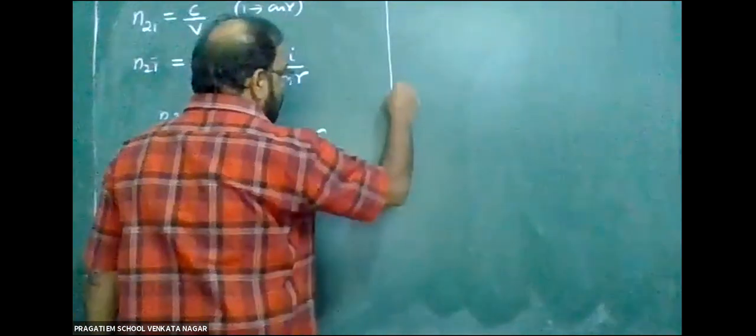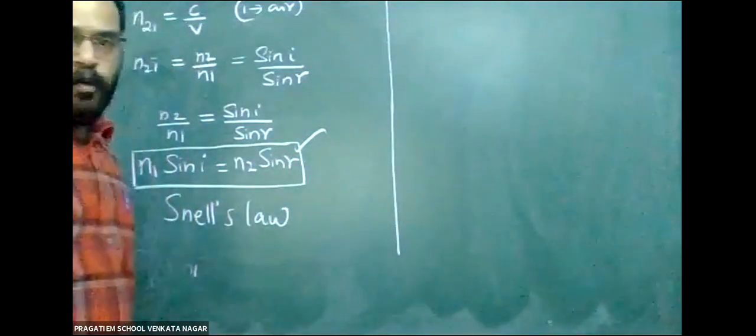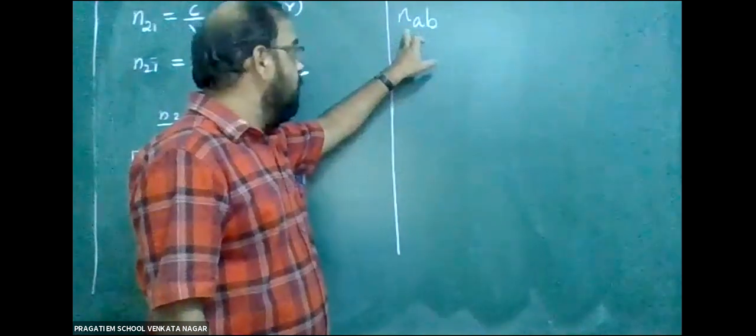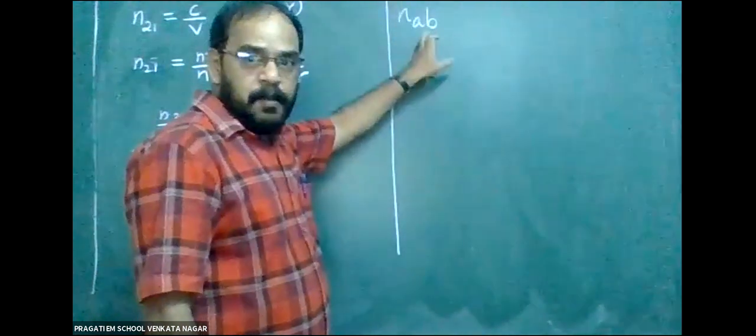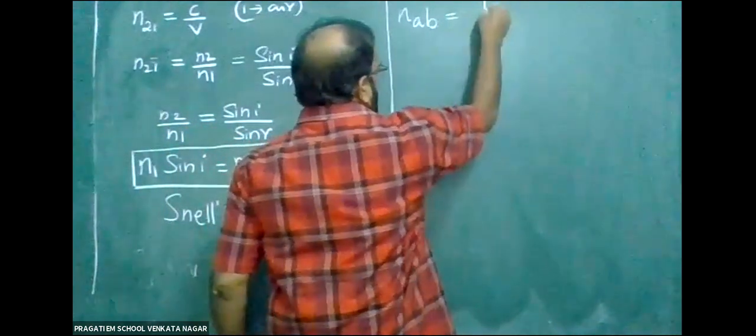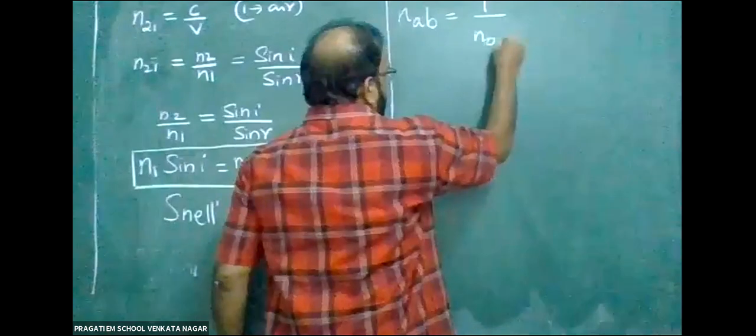Before closing this topic, one more formula we can study today, and that is NAB or N21, whatever it is. I already told you the meaning, don't confuse it. NAB means the refractive index of the medium A with respect to the medium B. N21 means the refractive index of the second medium with respect to the first medium. N of AB is equal to 1 by NBA.